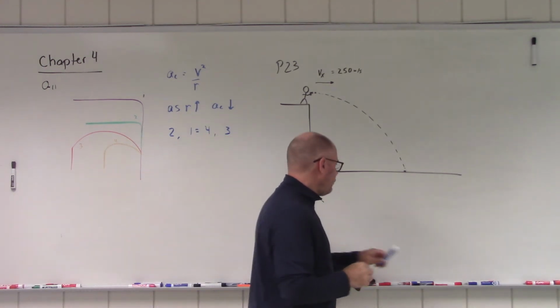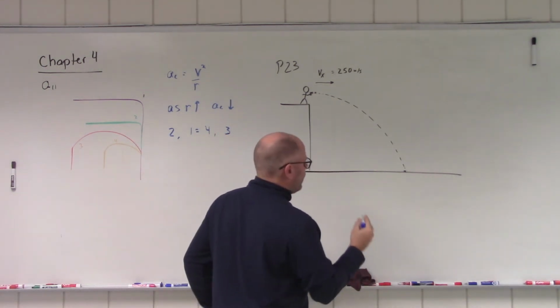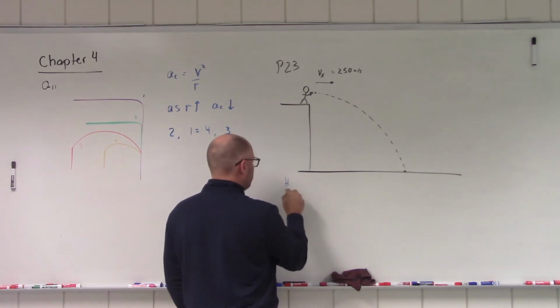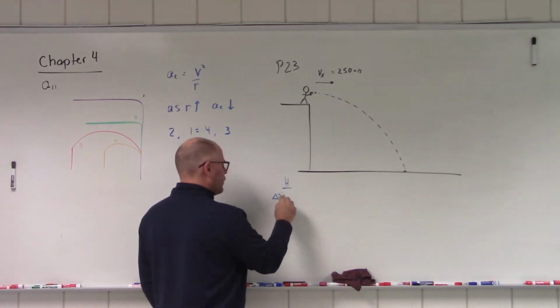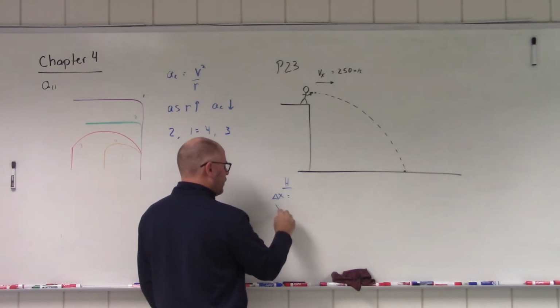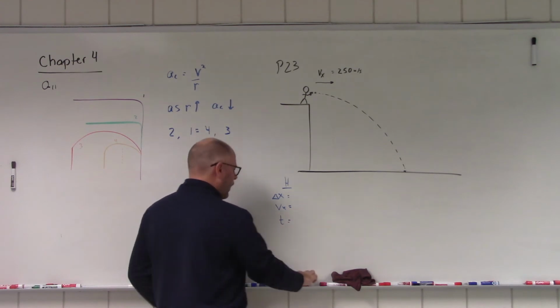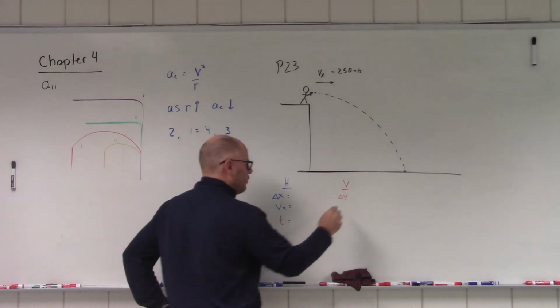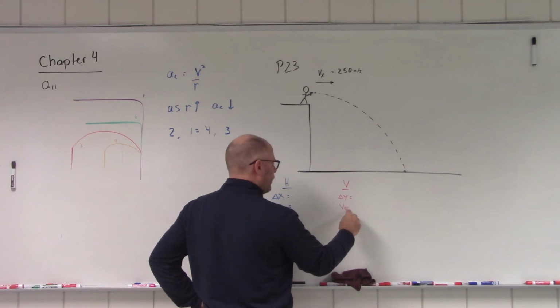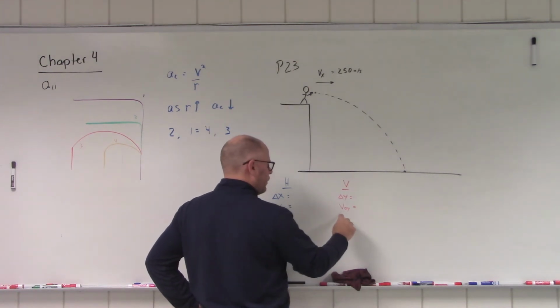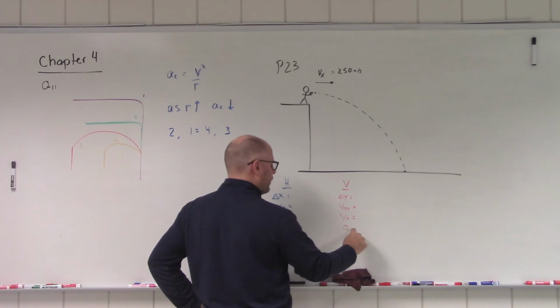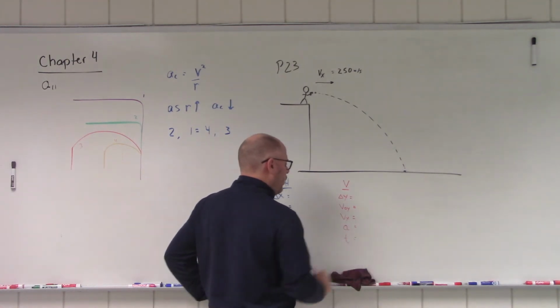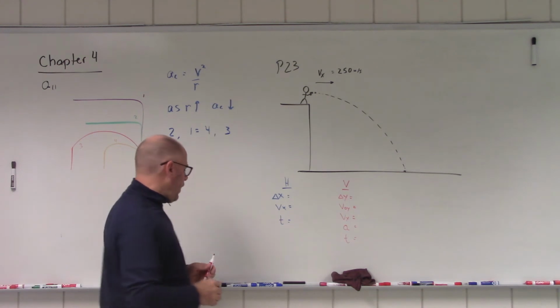So when I think about the horizontal, I'm thinking about the horizontal displacement, the horizontal velocity, and the time. When I'm thinking about the vertical, I'm thinking about the vertical displacement, the initial vertical velocity, the final vertical velocity, the acceleration, and the time. There's a couple of these we know, so let's put in what we know.